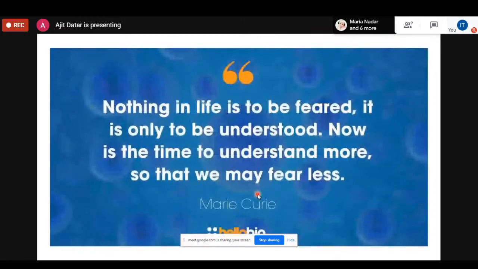Last slide. This is with respect to COVID-19 and the present situation. This is a thought of Marie Curie, who is no more, and this is particularly a sentence which she had probably written with respect to radioactivity. Well, it is applicable in the present situation.